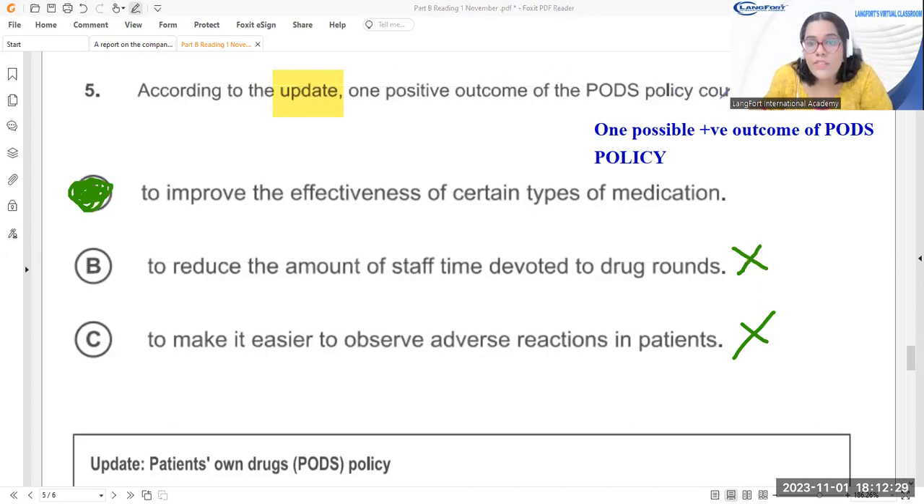According to the update, one positive outcome of the PODs policy could be the improvement in the effectiveness of certain types of medication. What are those certain types of medication? The medication that has a connection to food.